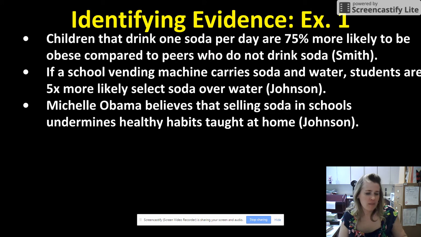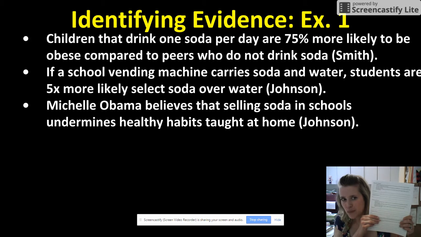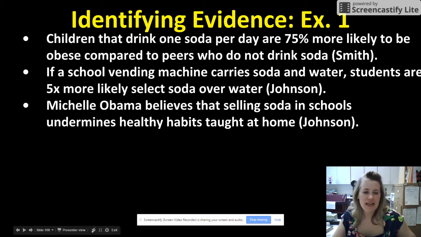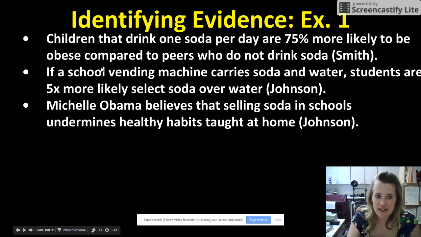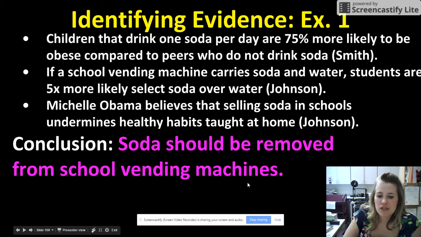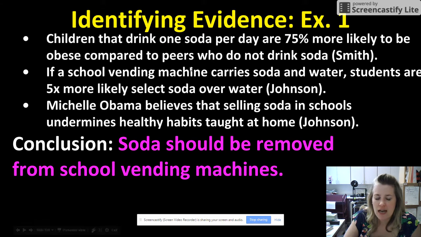We've already been here, but we are going back to our handout that you picked up. This is the first example. We said that this was the one about soda and vending machines. So based on this evidence, I drew a conclusion that said soda should be removed from school vending machines. Now I need to look at my evidence, and you're going to be looking at more than 3 pieces of evidence. You might have 12 or 15 pieces of evidence, and we're going to try and put the evidence into different categories. So when I look at my evidence, I have one about soda causes obesity.